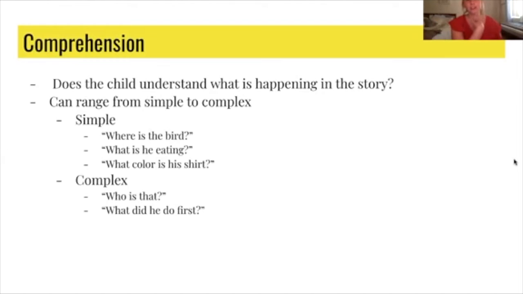Another one is, what did he do first? The reason why this is more complex is because they have to go back a couple, and also those positional words of like first, second, third, kids are just starting to get that. And so by saying, what did he do first, they have to not only remember what first means, but then they have to go back and remember the order of the story.